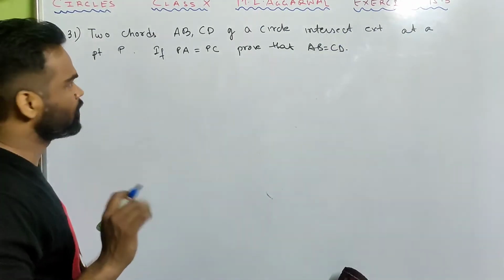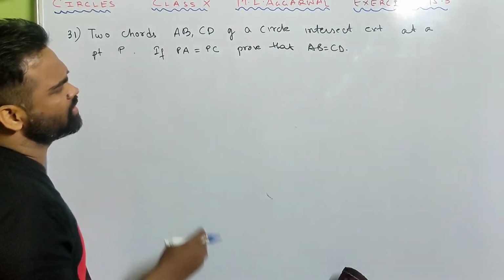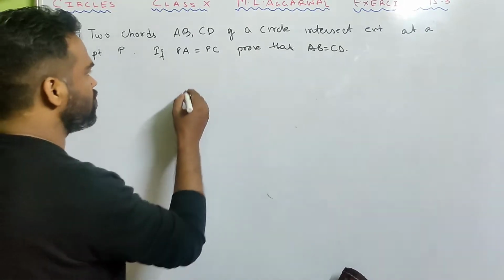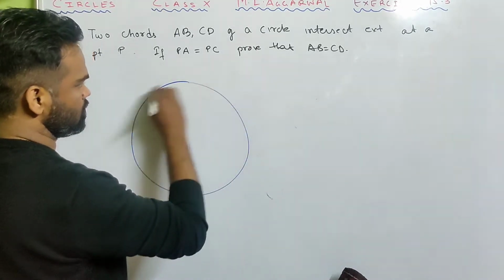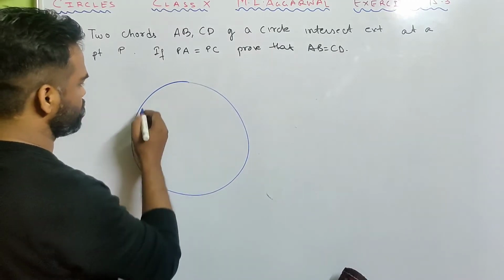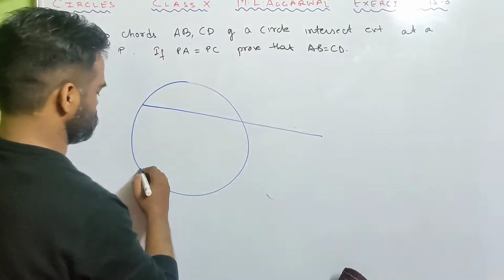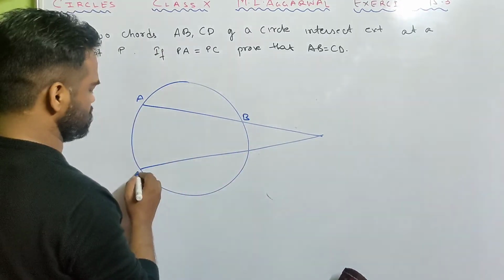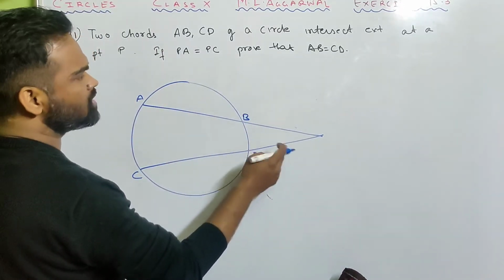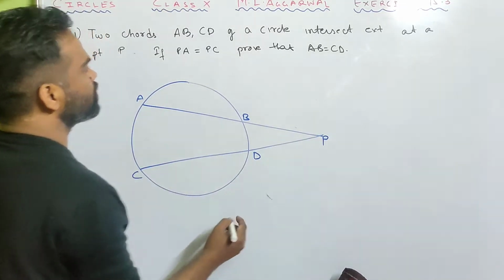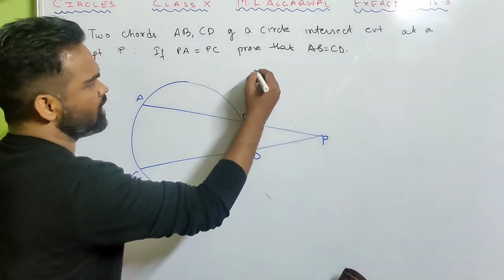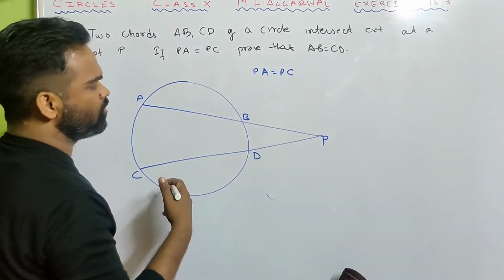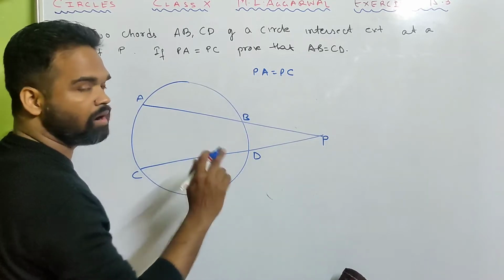Now look at 31. Pretty easy. Two chords AB and CD of a circle intersect externally at a point P. First of all, let us draw the diagram. Then I'll read what we need to prove. There are two chords, okay, AB and CD. They intersect externally at a point P. If PA is equal to PC, prove that AB and CD are equal.